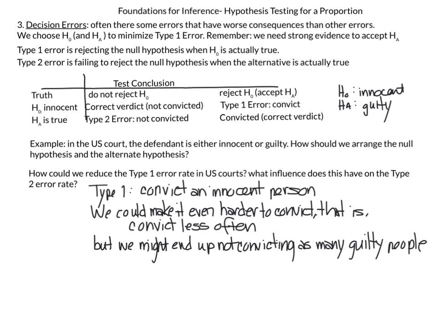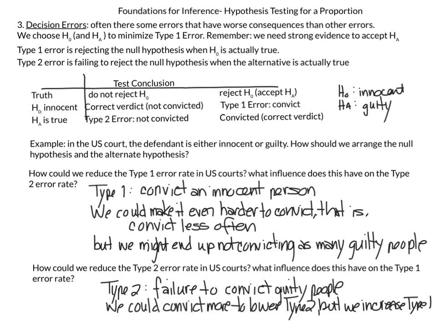In the most extreme example, how do you never convict an innocent person? Well, you don't convict anyone. You just always assume everyone's innocent. Of course, you don't want to do that. That's a very extreme thing to do. But you never have a type 1 error that way.